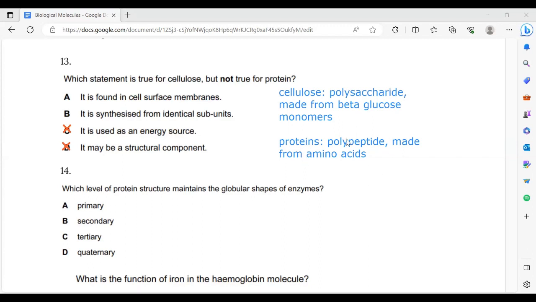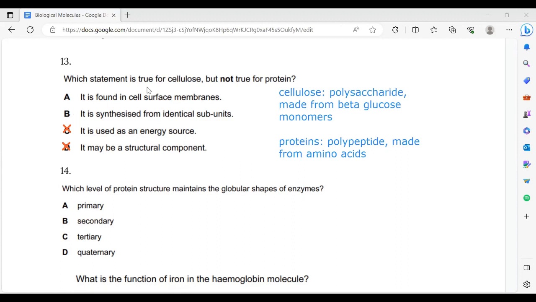Amino acids have the same basic structure, however, there is a difference: the R group or the side chain. That R group changes from one amino acid to another, and that means it creates different amino acids. So protein is not synthesized from identical subunits. This statement, statement B, is true for cellulose, however, it is not true for protein. So it could be our answer.